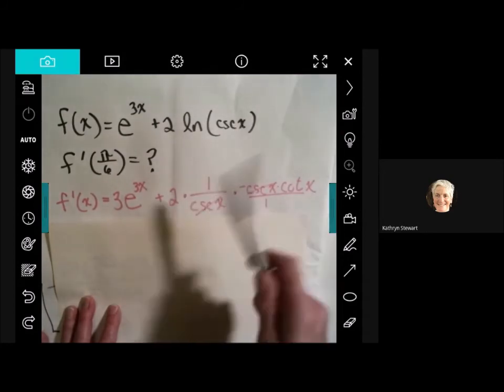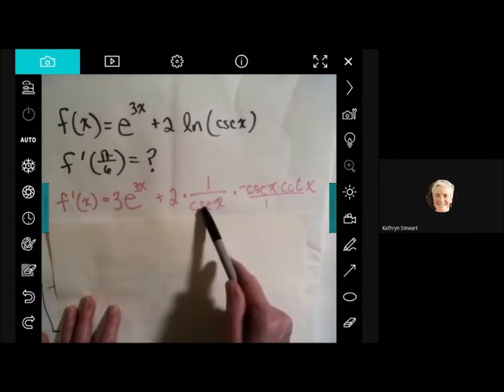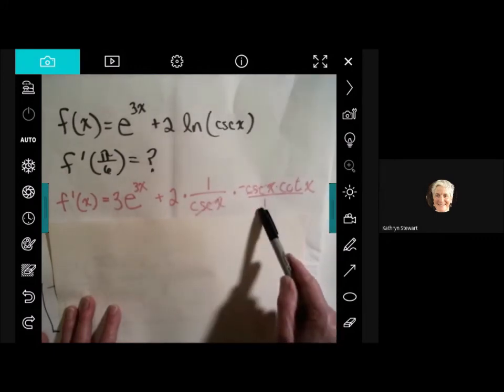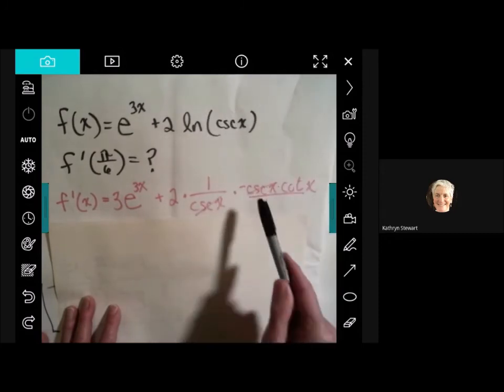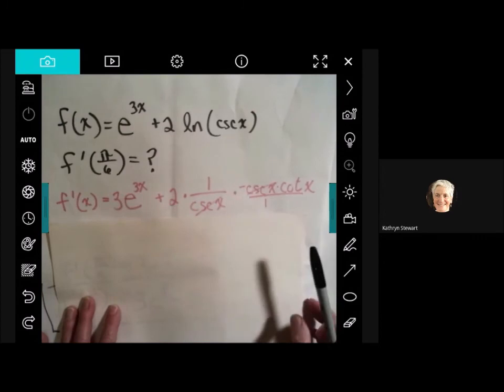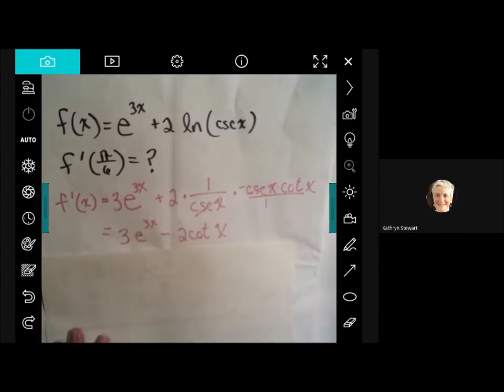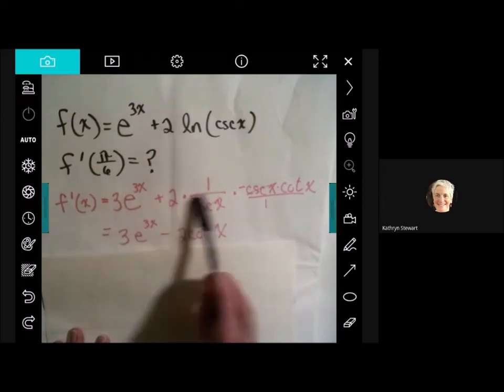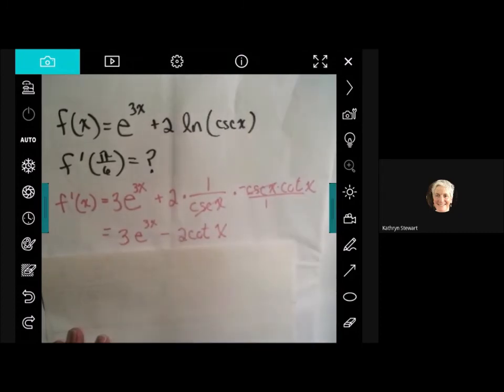I'm not a memorizer. Hey, look, why are those crossed out? It looks like I put this over 1 and I'm simplifying. I can divide out those cosecants. Don't forget that negative is still there. So I can simplify this a bit before I go any further. 3e to the 3x minus, there's the negative, times the 2, minus 2 times the cotan of x. Wow, that really got simplified nicely.